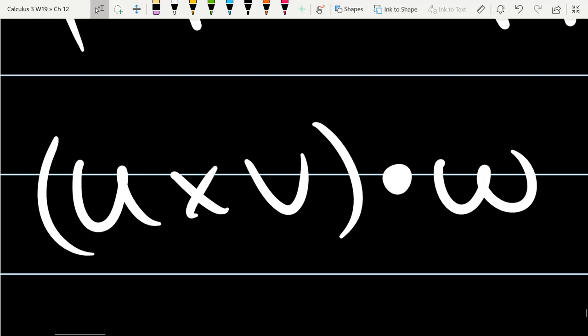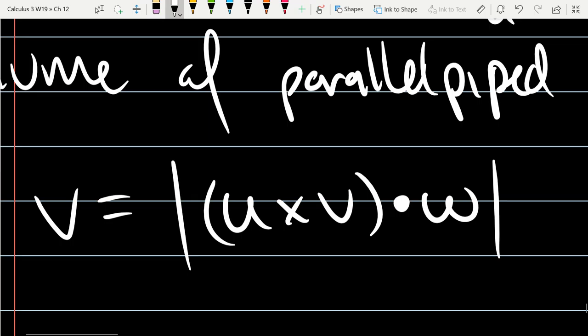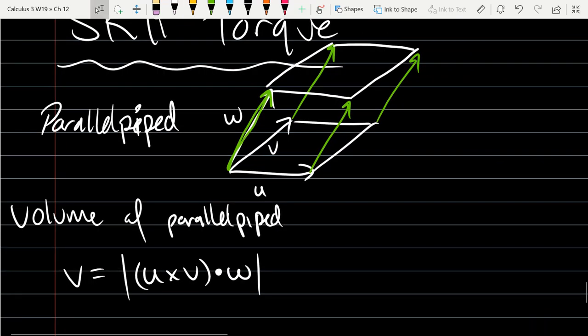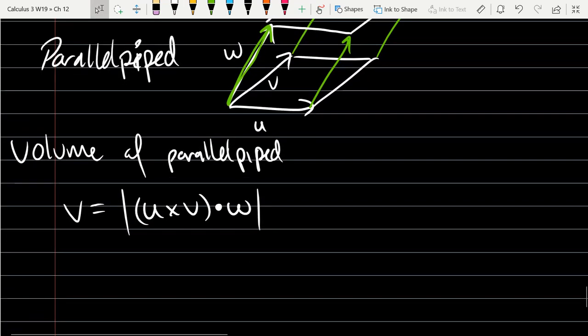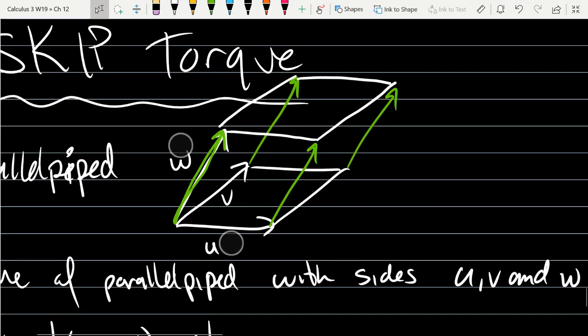If we look at the cross product, we have a vector. What do we get if we take a vector dot a vector? We'll get a number, or a scalar. So when I put vertical bars around, I mean absolute value. So that'll be a number, and we're going to take the absolute value of that. That is the volume of this parallelepiped, and that's with sides U, V, and W.